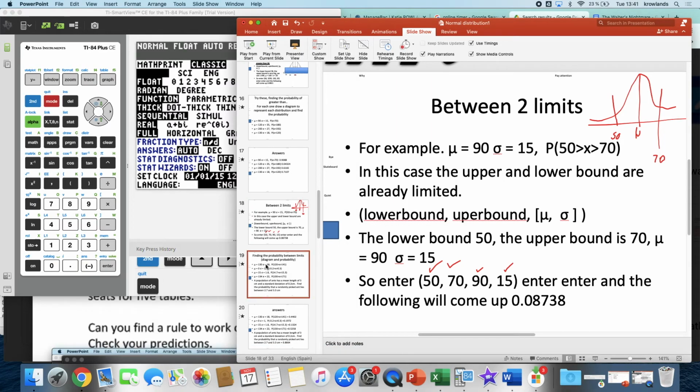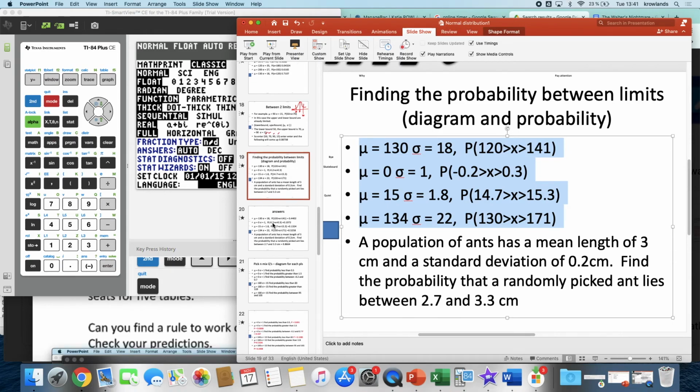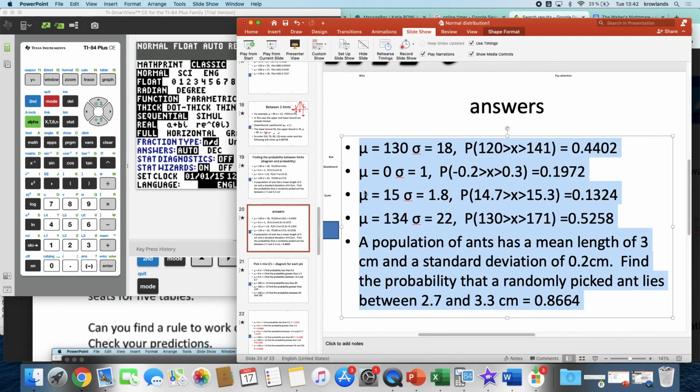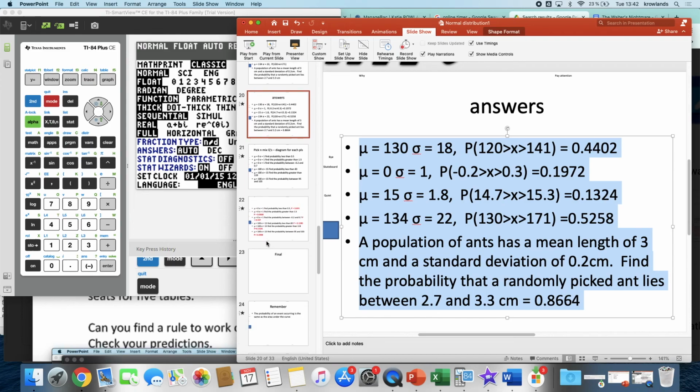So next, I'd like you to have a go at these 4 examples and the worded examples, so 5 examples in total, and pause the video. Welcome back. Hopefully you've got these following answers. Now you should have had plenty of practice of these different types of questions. Please let me know if you've got any further questions about this.